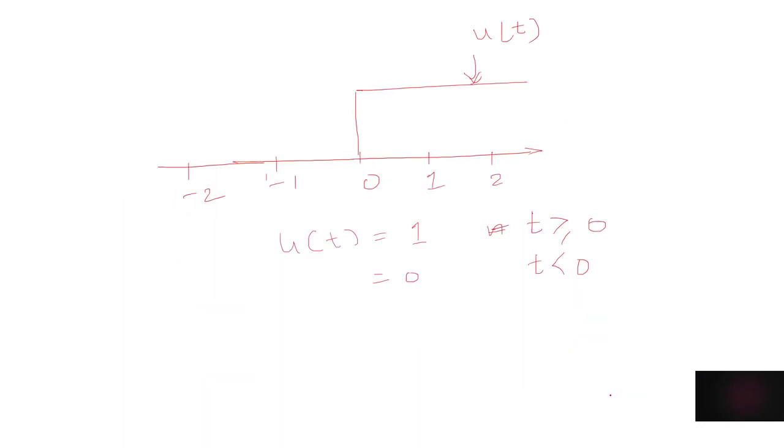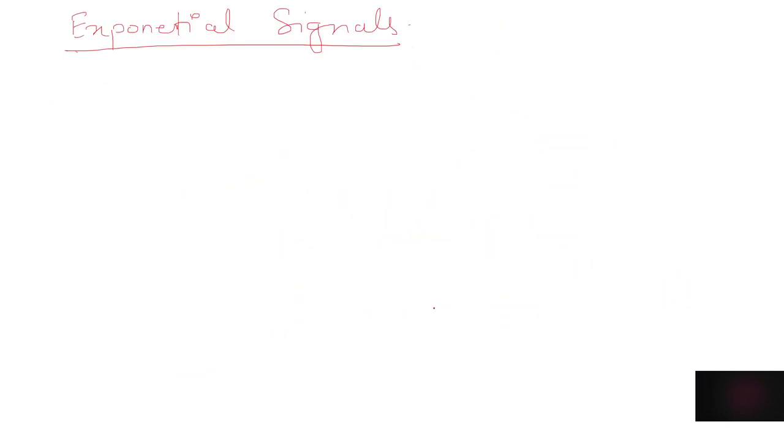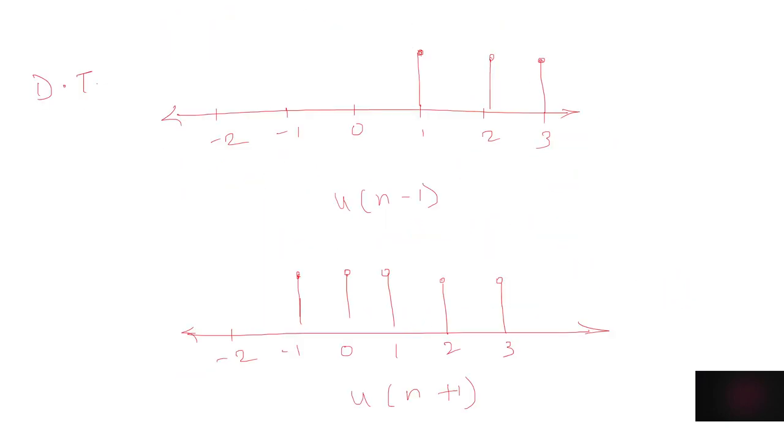That we have seen. Then we saw how we can have the delayed version of this, that last time we had seen, u of n minus 1. That signal will be shifted by 1, and u of n plus 1 will start with this one.